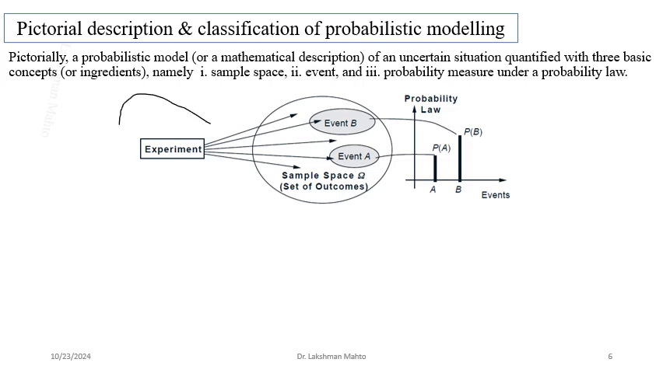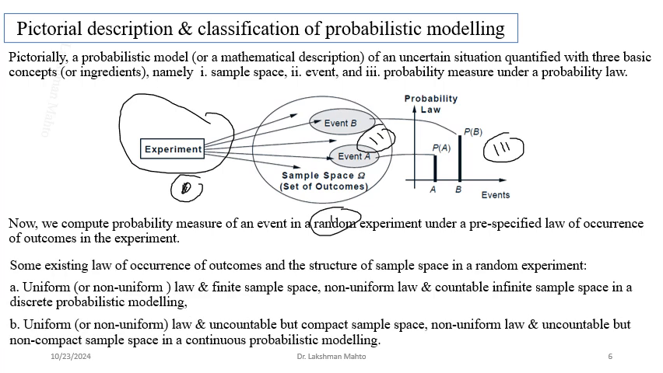Okay, so pictorially, if you are trying to see the probabilistic modeling, here you start with a random experiment. Then you get the sample space. This is the first, and within it you can call it the zeroth stage: the random experiment, that means you initiate from here. Within the sample space you come up with events, and then we associate a probability measure to each event. This is the pictorial definition.